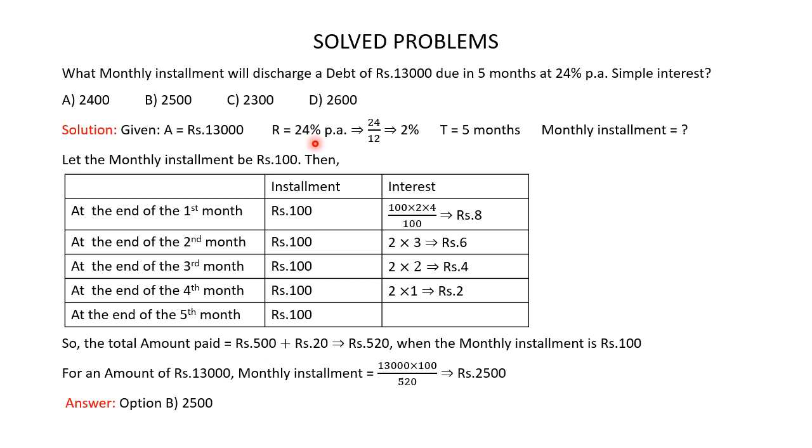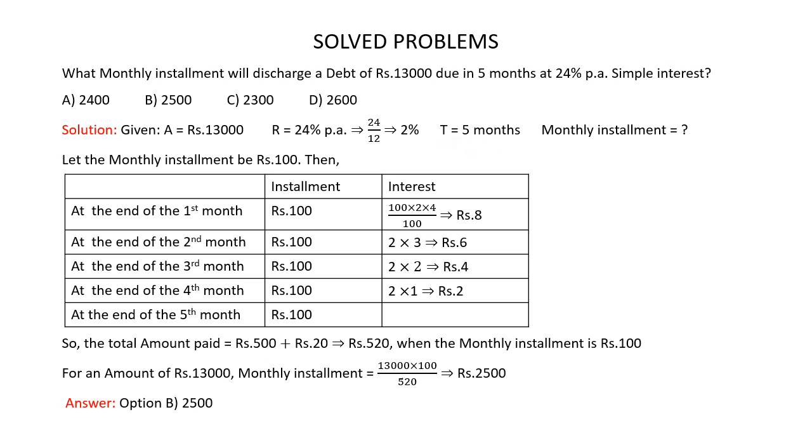Now since monthly installment is being paid, we have to find the monthly rate of interest. To find the monthly rate of interest, just divide 24 by 12. So 24 by 12 will give the rate of interest as 2%. So 2% is the monthly rate of interest. Time is given as 5 months. Now this means that the amount of rupees 13,000 has to be paid off in 5 months.